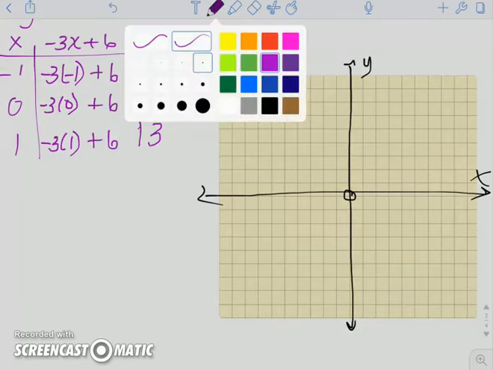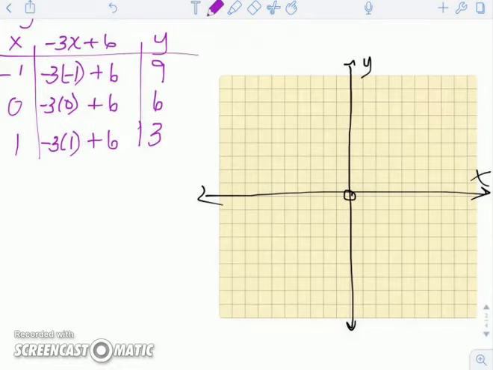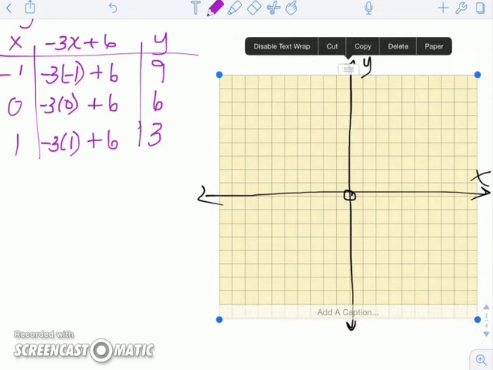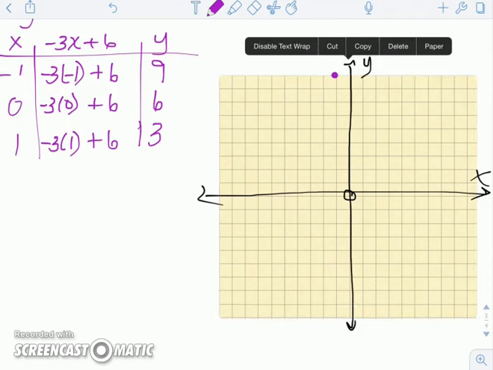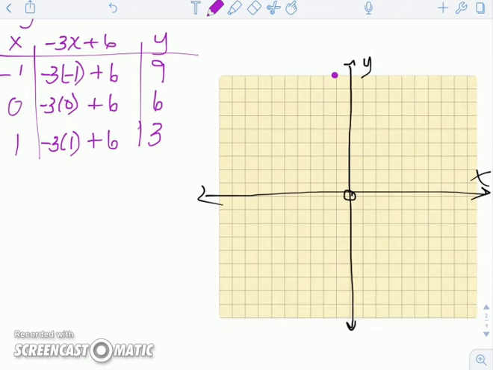I'm going to plot the points. The x comes first, so I go to -1, and then I go up to 9. I'm looking at the point (0, 6), and then I'm looking at the point (1, 3). Now I do the last step, which is connect the points with a straight line.